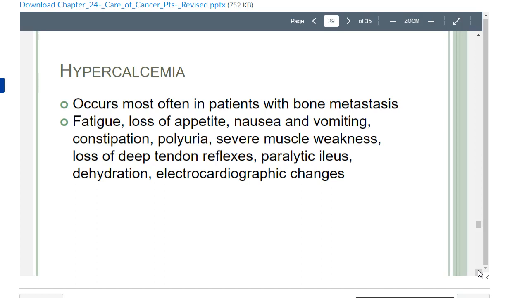Sometimes just hydrating the patient better can help with the higher calcium levels. Usually we give normal saline, glucocorticoids. Patient starts off maybe as a little fatigued, loss of appetite, nausea and vomiting, developing constipation, all the signs of excess amounts of calcium. Loss of deep tendon reflexes, paralytic ileus, dehydration, and we can also see some electrocardiogram changes, okay?